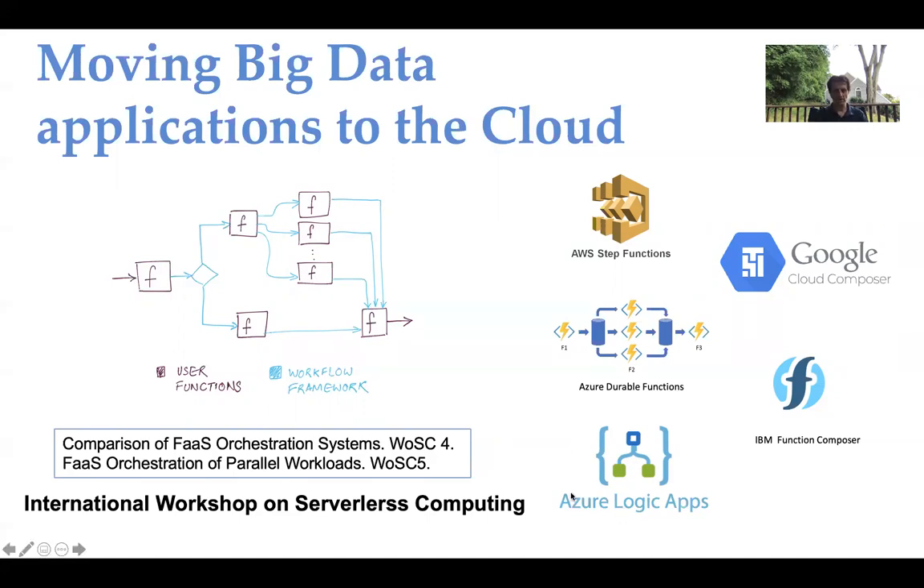We have two papers here in the International Workshop on Serverless Computing, in the 4th and 5th versions of this workshop, where we demonstrate that these tools are not suitable for high performance, long running big data workflows. They have not been designed for that. They have been designed for enterprise workflows, asynchronous ones, not for big data pipelines.